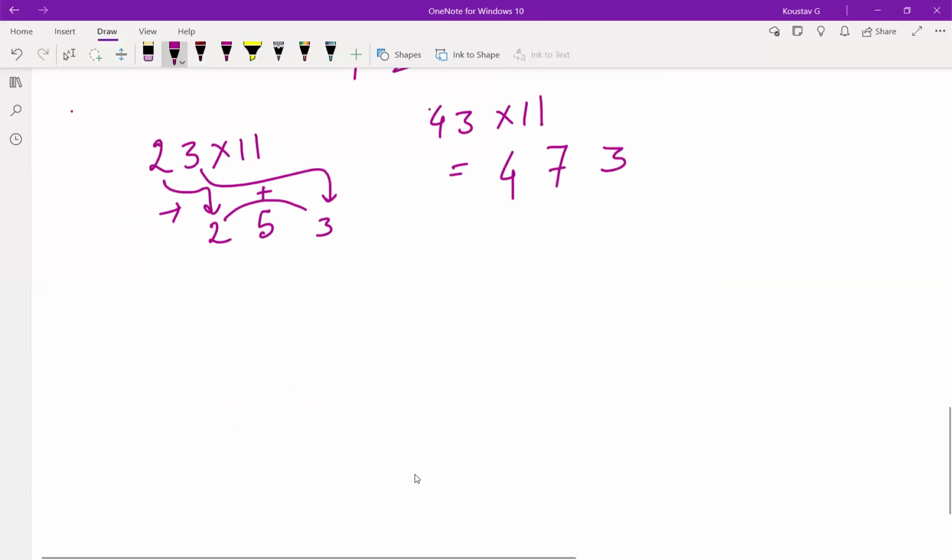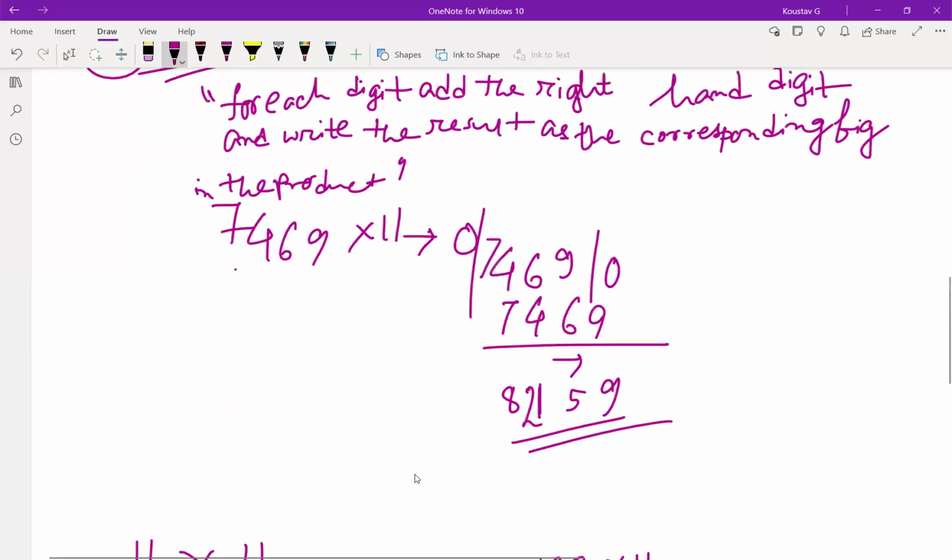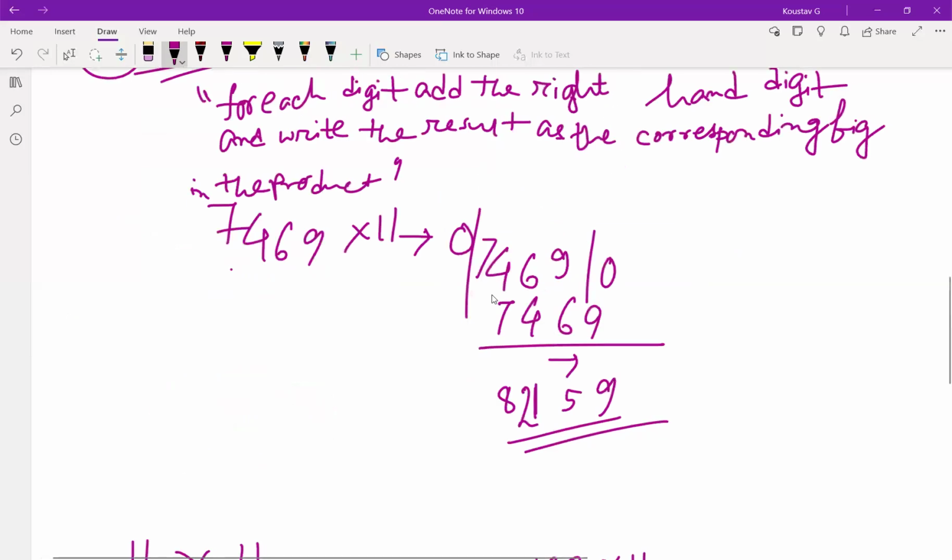And in the same approach, you can apply here as well. So here as well, 7, 4, 6, 9. First of all, what you are writing? Just the left and right part. So 7 and 9. Then for the 4, 6 in the middle part, you need to add these things, right?